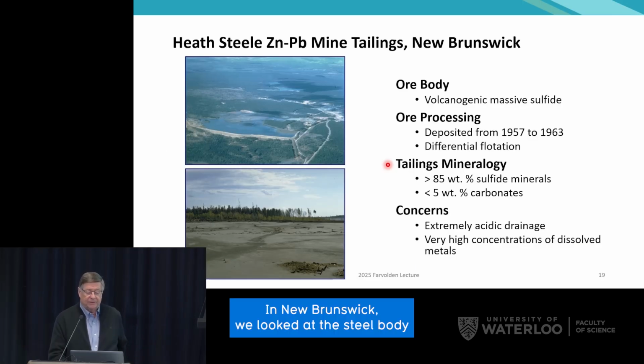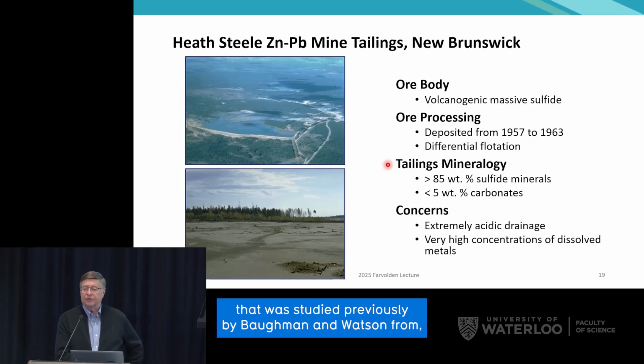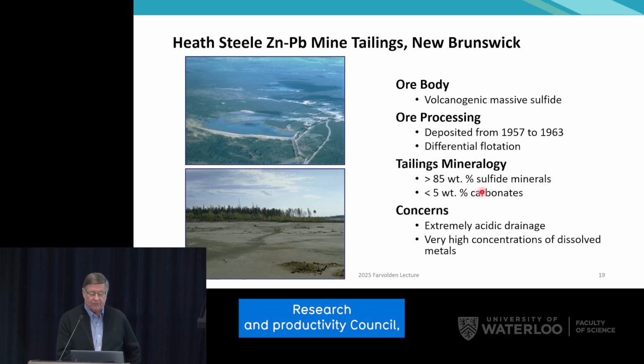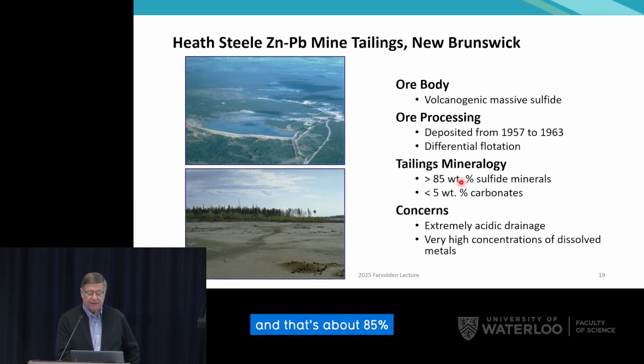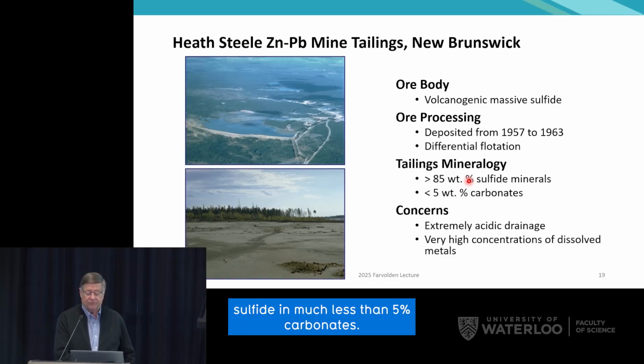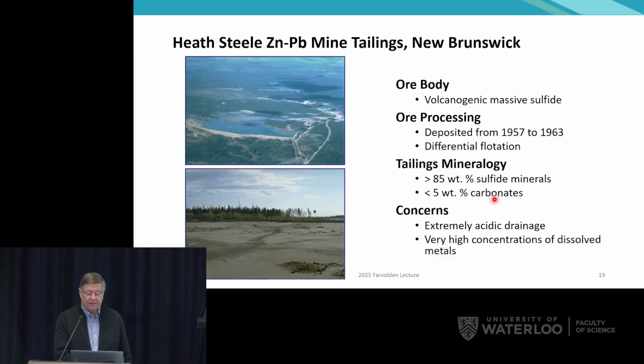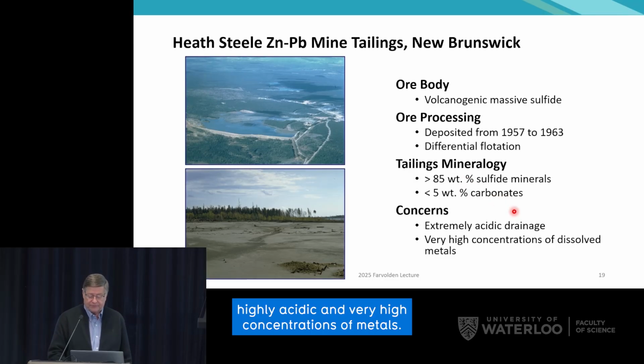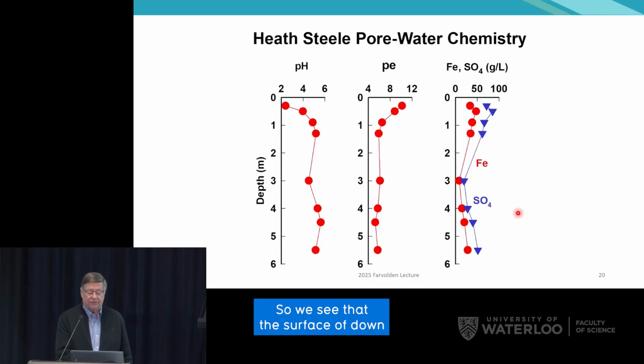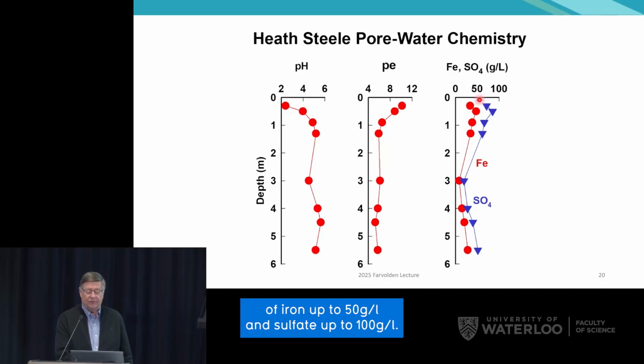In New Brunswick, we looked at the Heath Steele ore body that was studied previously by Boorman and Watson from the New Brunswick Research and Productivity Council, and that's about 85% weight sulfide and much less than 5% carbonates. And the drainage is highly acidic with very high concentrations of metals. So we see pHs at the surface down to as low as 0.5, and concentrations of iron up to 50 grams per liter and sulfate up to 100 grams per liter.